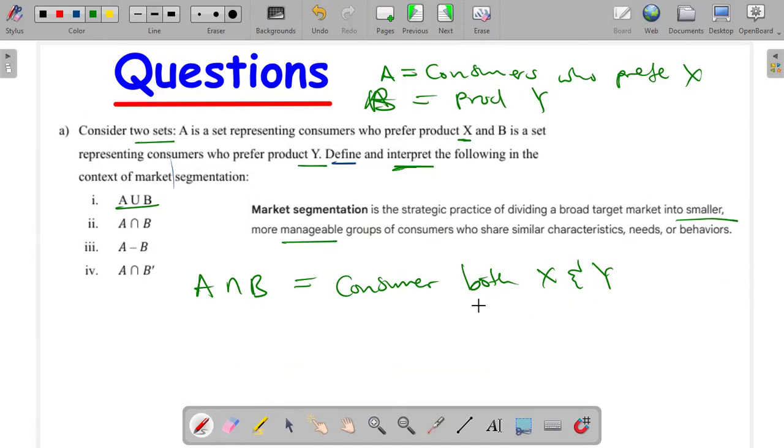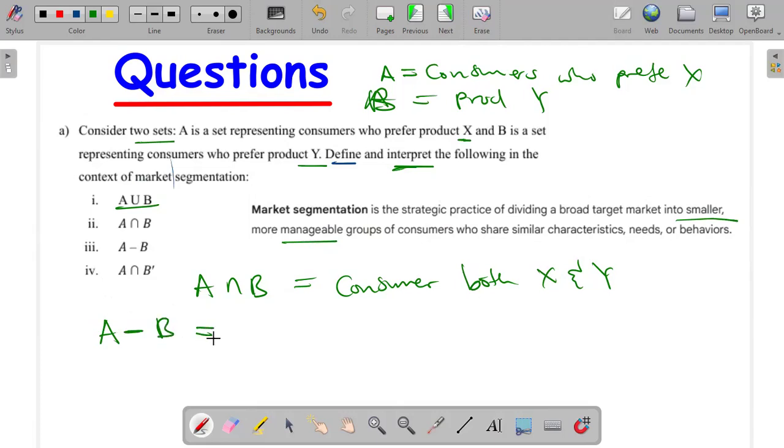So this here, we just make an interpretation. We're saying these are the consumers with overlapping preferences in your market. They like both, so they are potential targets for building a cross promotion between the two, because they like both products. And then we have the next one, that is the set difference of A and B.